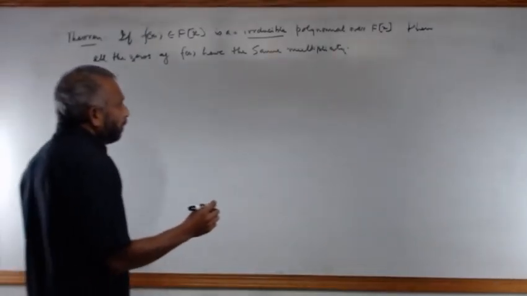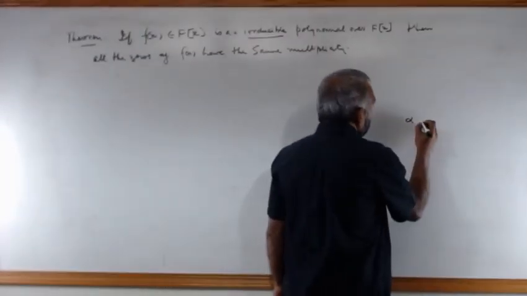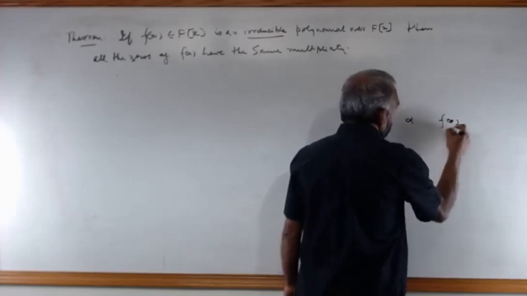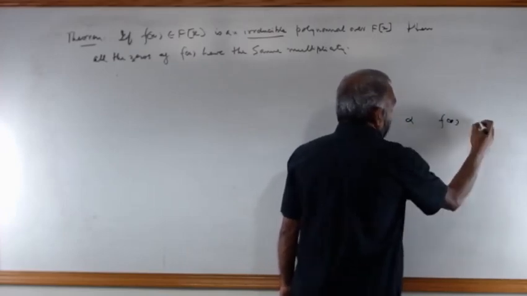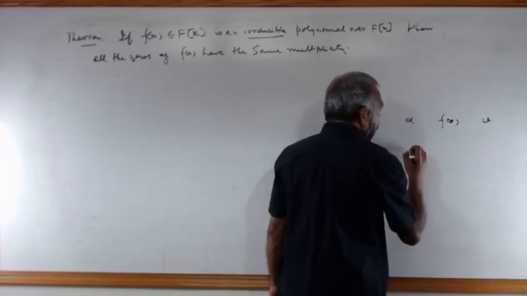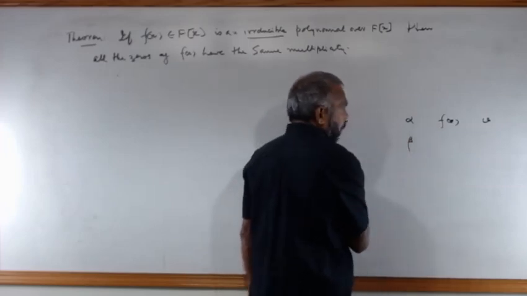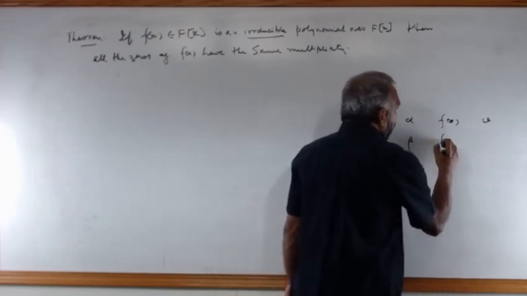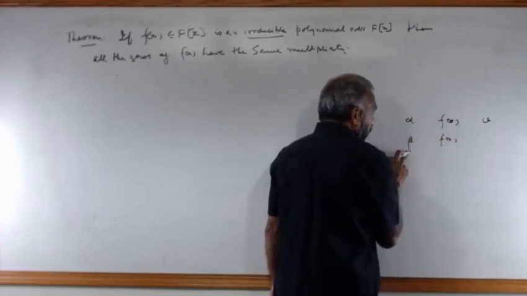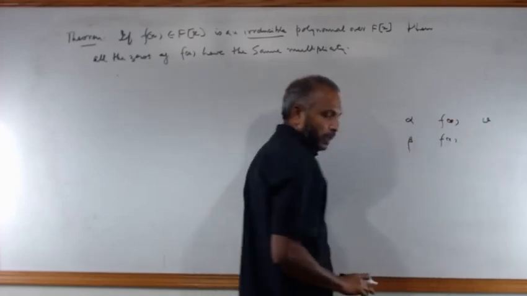Meaning if alpha is a zero of f(x) with a multiplicity v, then beta, if there is another zero of f(x), then its multiplicity is also v.